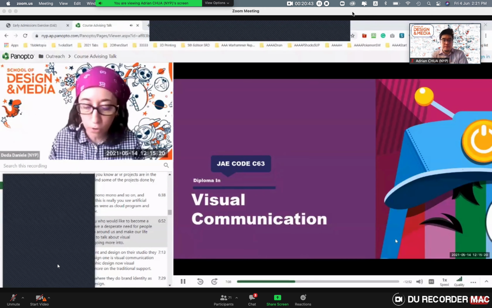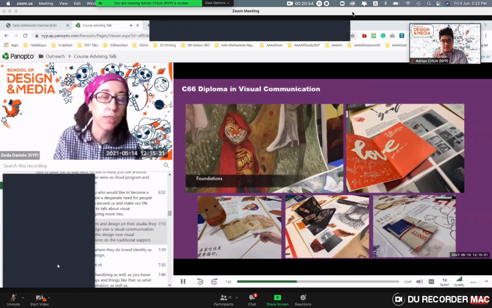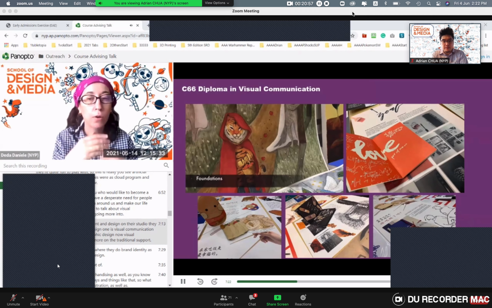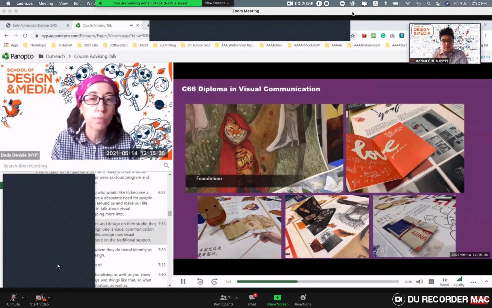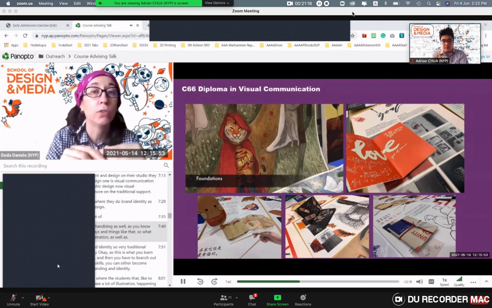Now, here we're going more into advertisement and design. There's 2 diplomas that focus on the pure element of design. One is visual communication and the other one is motion graphic design. Now, visual communication kind of focuses more on the traditional support of imageries, where they do brand identity as well as packaging and product design. They do a lot of virtual merchandising as well, where they design window displays and things like that.